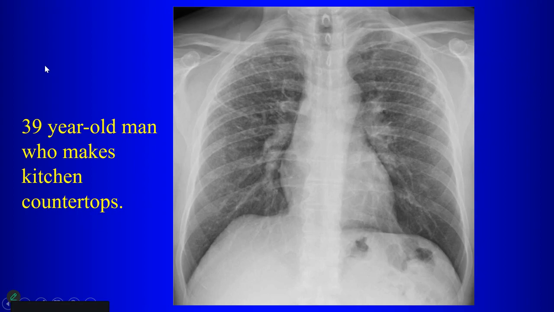This is a 39-year-old man whose occupation is making kitchen countertops. So what's abnormal about the chest radiograph? There are diffuse interstitial opacities. Okay, so again, we have interstitial opacities. Is there a predominance of where they are? Again, we said when we look at the chest X-ray and we're dealing with interstitial disease, we want to decide if it's upper or lower. What would we say here? Yeah, so here, it looks like we have some reticular opacities, somewhat more predominant within the upper lungs in this case.